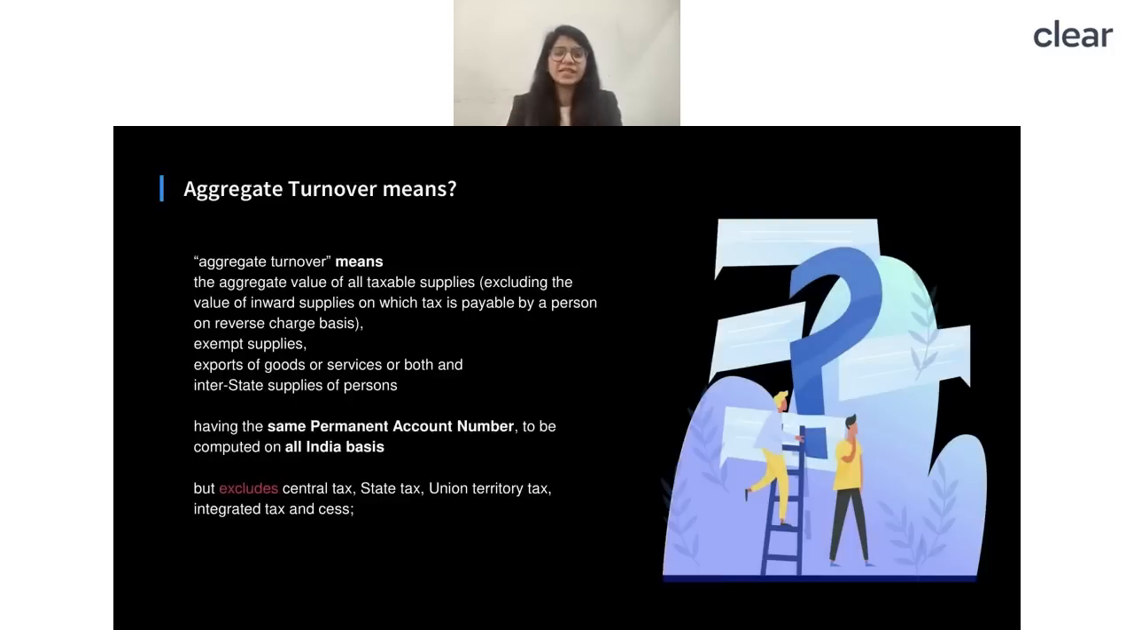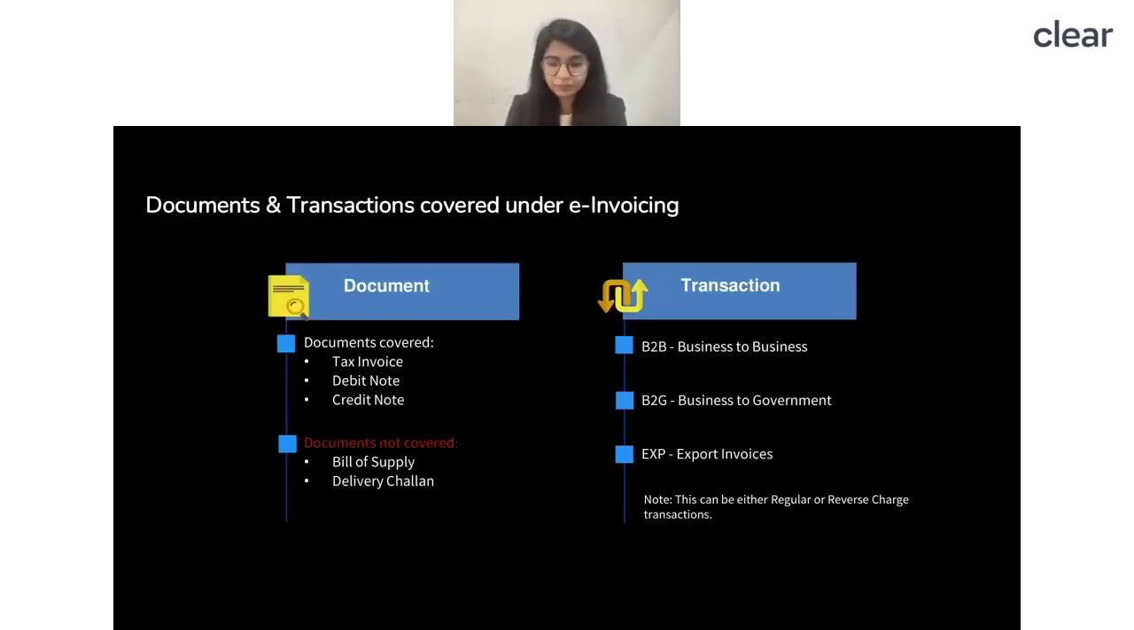2023. But maybe if, in this year 23-24, it exceeds, then from 1st April it will be applicable. So this is something we should keep in mind: when we are looking at this aggregate turnover, for which years we have to check. That's another important point.